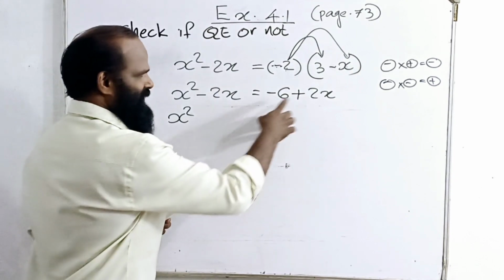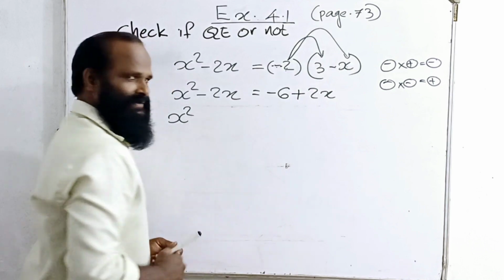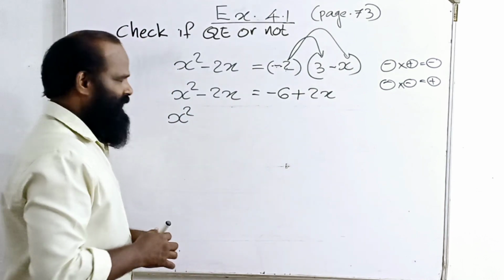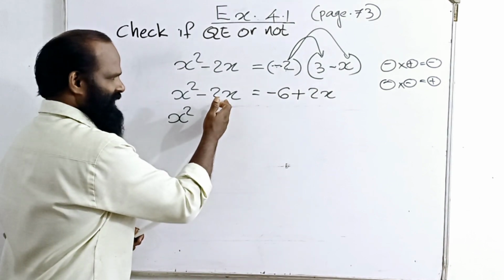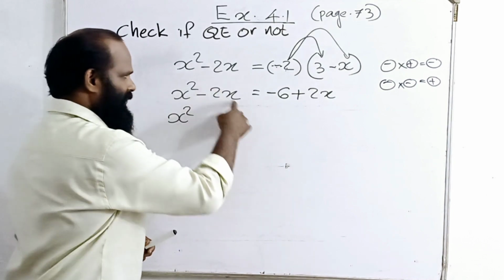See whether there is any term with x square. Do you see an x square here? No. This is the only term with square. And you can see a term with x over here. There is another term with x. They cannot be cancelled.